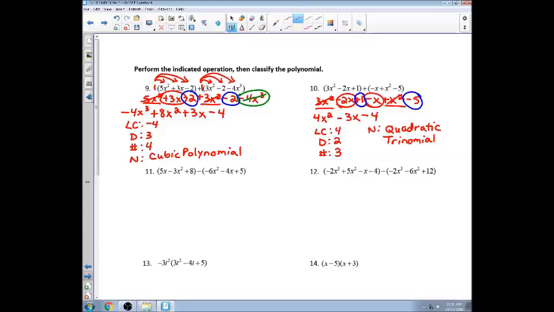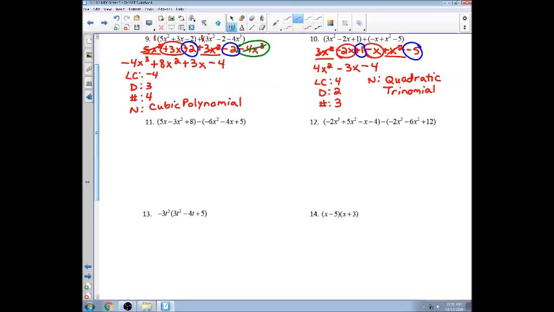On to 11. Number 11 is a little bit different. I have a negative in between. When I have a negative in between, I'm going to take a 1 out front of each. This 1 times 5x would get me 5x. 1 times negative 3x squared would get me negative 3x squared. 1 times positive 8 would get me positive 8. Now, negative 1 times negative 6x squared would be positive 6x squared. Negative 1 times negative 4x would be positive 4x. And negative 1 times positive 5 would get me negative 5. All right?